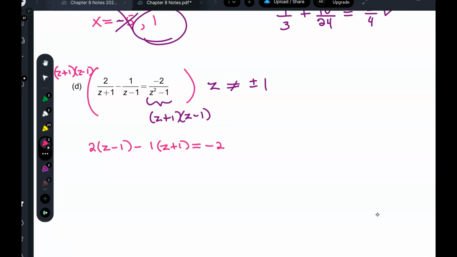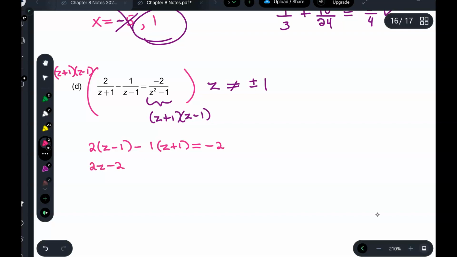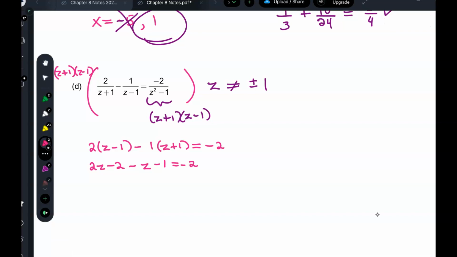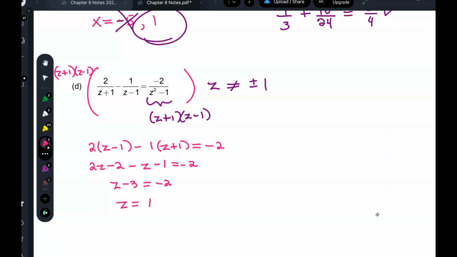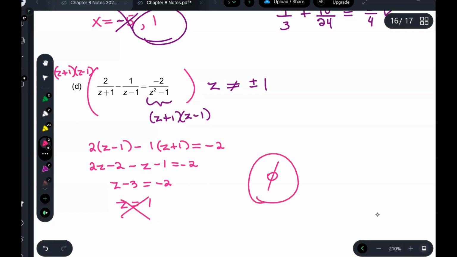Yeah, so I get 2z minus 2 minus z minus 1. So you could just write z minus 3. Z minus 3 equals negative 2. Add 3 and z equals 1. Oh, but wait, didn't we say z can't be equal to 1? Oh, so no solution. No solution.